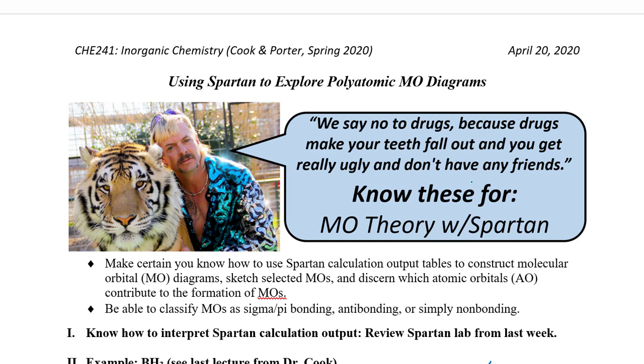So make sure you're confident in your ability to look at the Spartan data and draw some conclusions, to figure out which atomic orbitals combine to form molecular orbitals, what kind of orbitals they are. Are they HOMO or LUMO? Are they bonding, antibonding, or non-bonding? All these kinds of things that I expected to show you at the very beginning with the be able to's, the two bullet points. Make sure you can do that.